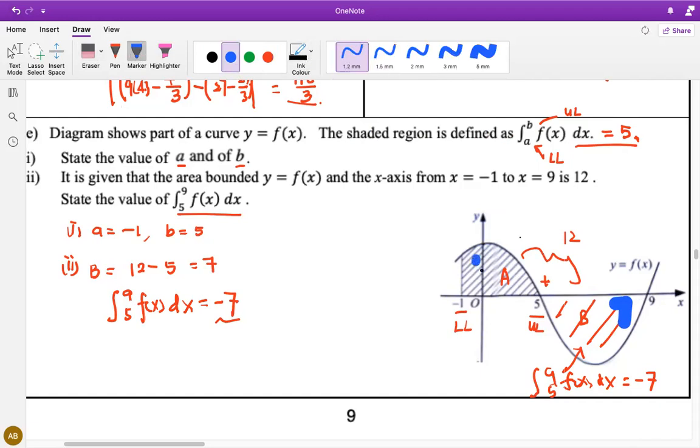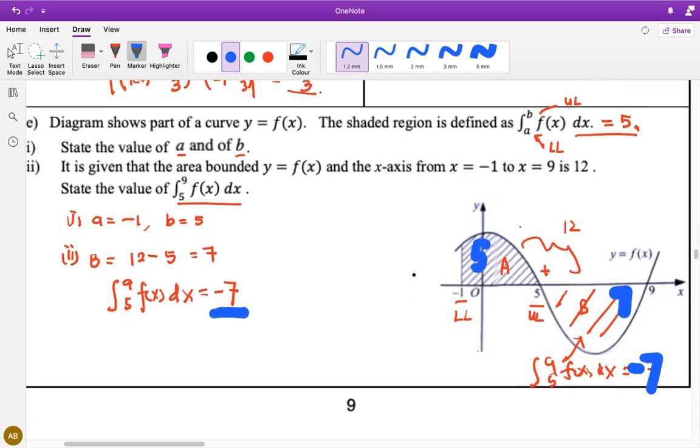Okay, so here is 5. So here is 7. But the value here is negative 7. Okay, so the value here must be negative 7. All right, so there are 3 marks here. So understand? This one you add by yourself.